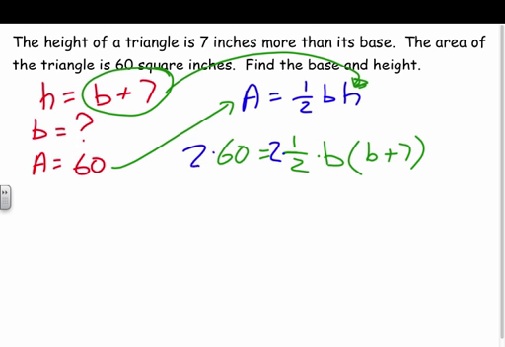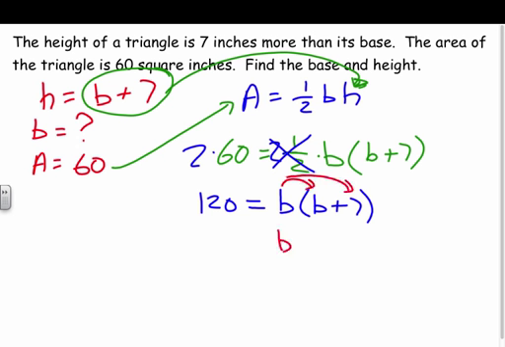Well, if I do that to one side, I have to do it to the other. Because 2 times 1/2 is 1. So they cancel each other. And over here, 2 times 60 is 120. I think that's going to make it a lot easier for us. Because I'd rather distribute just a b than a half b. Because if I watch what happens, I got b squared plus 7b. Because b times b is b squared, b times 7 is 7b. And this is much easier to solve for me. Because if I have a half b squared, that's a messy quadratic to deal with.